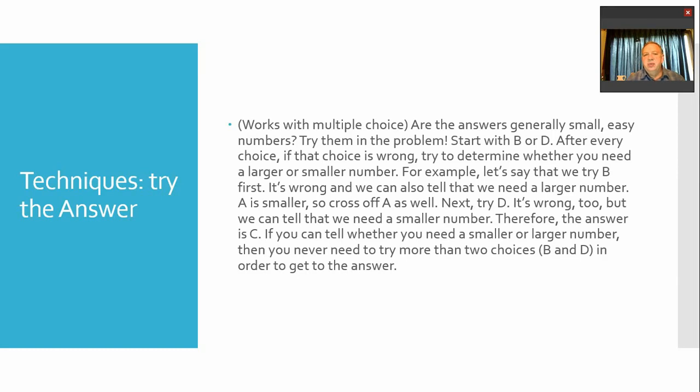For example, let's say that we try B first. It's wrong, and we can also tell that we need a larger number. A is smaller, so cross off A as well. If everything's increasing, the larger the sizes, the answer should be larger. So we tried D, it's wrong too, but we can tell that we need a smaller number. Therefore, the answer is C. So we're looking for the range of things that's in there. If you can always tell whether you need a smaller or larger number, then you never need to try more than a couple of choices in order to get the answer.